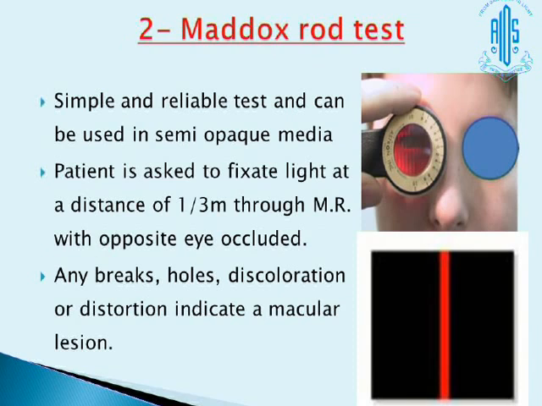We have another very simple test that we can all do in opaque media, the Maddox rod test. It's a simple and reliable test, and it can be used in semi-opaque media. The patient is asked to fixate a light at a distance of 30 centimeters through a Maddox rod with the opposite eye occluded. Any breaks, holes, discoloration, or distortion indicates a macular lesion.